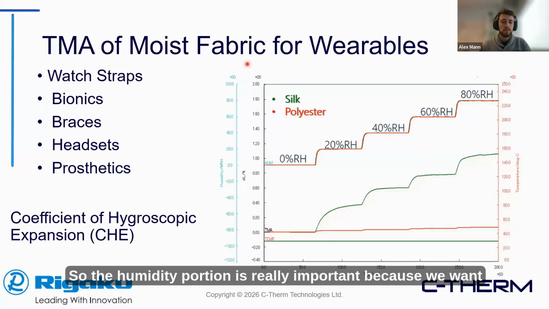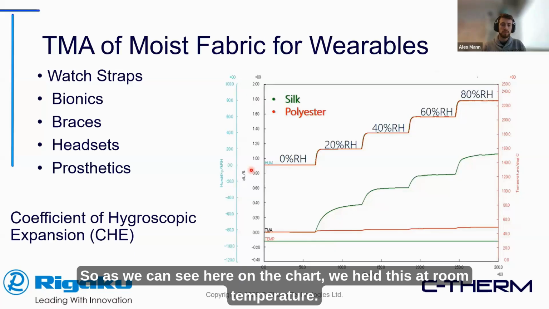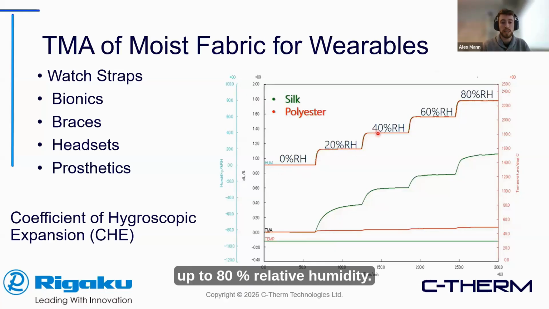The humidity portion is really important because we want to test our materials in an environment that replicates their actual use. We don't want to test in a vacuum. As we can see here on the chart, we held this at room temperature. There was no actual temperature increase, but what we did instead was increase the levels of RH inside the feed gas, starting off at 0% RH, then moving all the way up to 80% relative humidity.